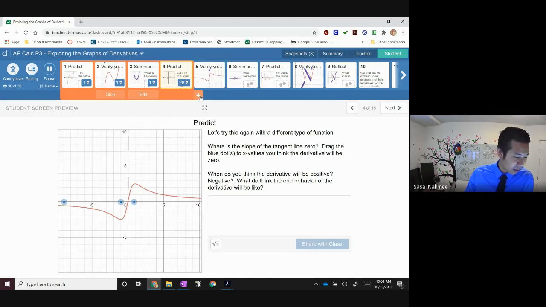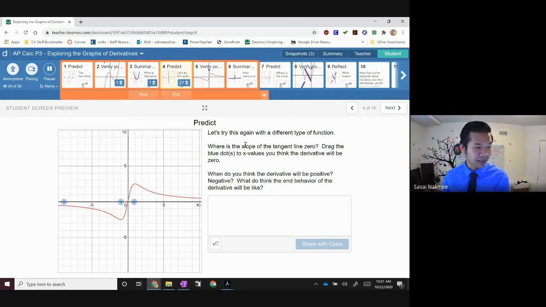I'm going to go ahead and open up the next couple slides so you can verify your answer if you already submitted your answer for slide 4. You can go to slide 5 now and see what that derivative actually looks like. Once you see it, you can go to slide 6 and summarize what you saw going on there. All right.